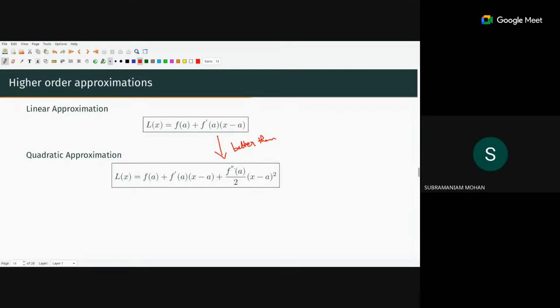So that is f double dash a by 2. So this is a better approximation compared to this. In lecture, the professor has already taken an example and computed both, and we concluded, and the professor also showed through computing, that the quadratic approximation gives us a better result than linear. This is better than linear.